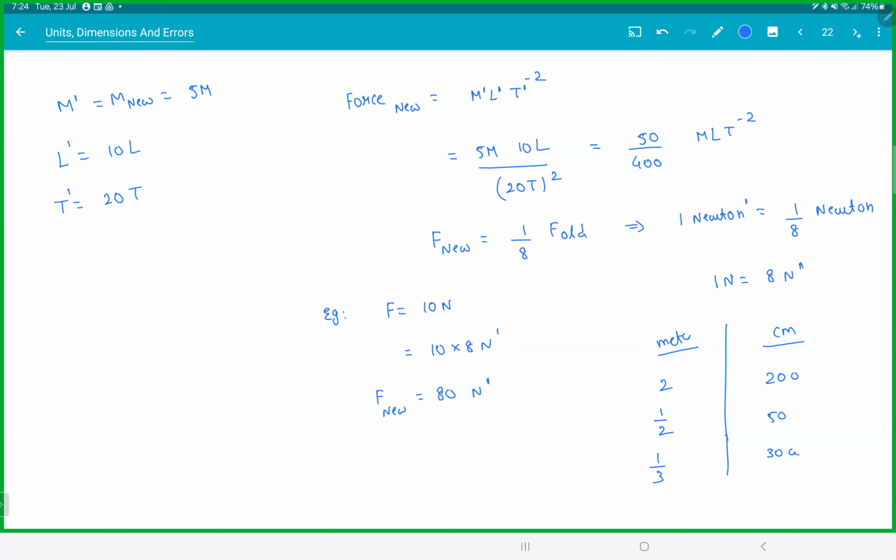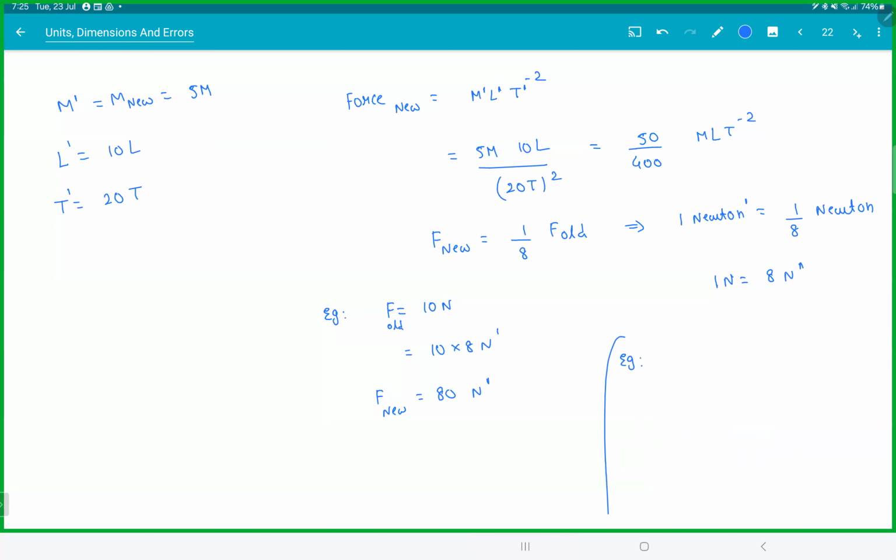You get the difference in how we both are talking? Your unit of measurement and my unit of measurement are different, because I talk everything in centimeters and you want to talk everything in meters. So this way we can have a conversion between your unit and mine. So I will say 1 unit of yours is 100 units of mine. Does it make sense? So we have a conversion factor. So this is an example. In the old units, if the force is 10 newtons, in the new units it is 80 times Newton dash.